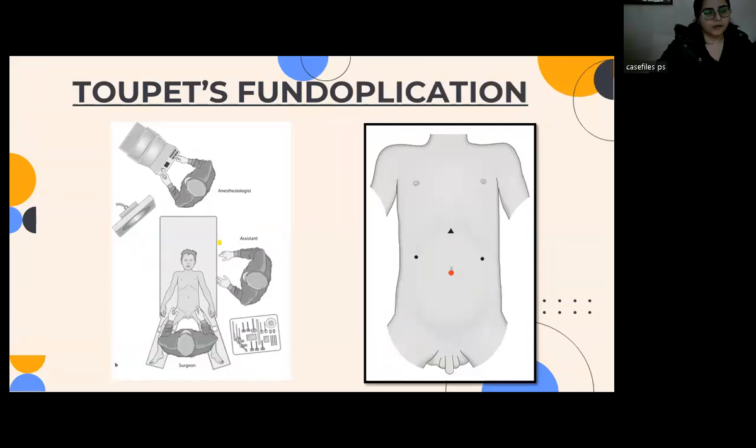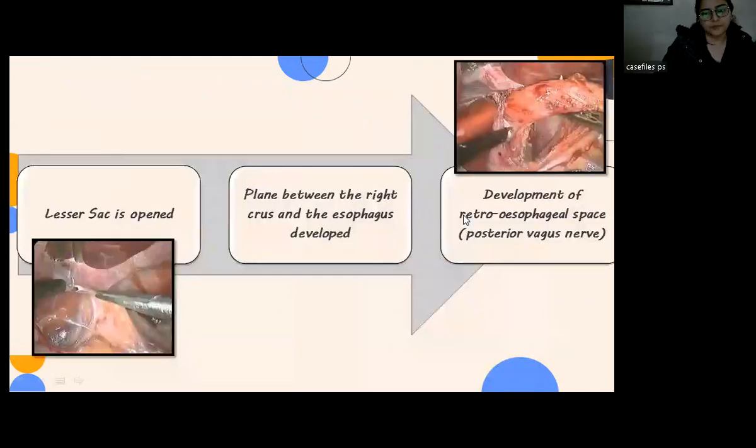Moving on to the other kind of fundoplication, that is the Toupet fundoplication or the posterior partial fundoplication. Again, the patient position is similar as in Nissen's fundoplication, and the port placement is that we use these two working ports. This is the camera port and this is the retractor port, again subject to the surgeon's preference.